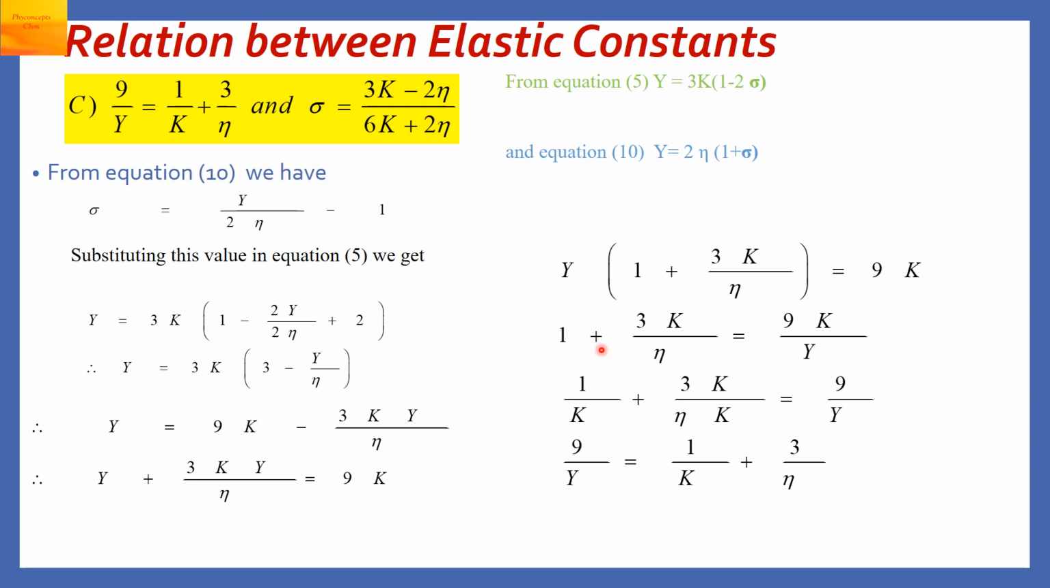Now we will divide this equation throughout by K, so we get 1 upon K, here K will get cancelled out. So what remains is 3 by eta, and here also the K will get cancelled out. What remains is 9 by Y. Rearranging this equation, you get the formula 9 by Y is equal to 1 upon K plus 3 by eta. So this is what we have derived, this formula.